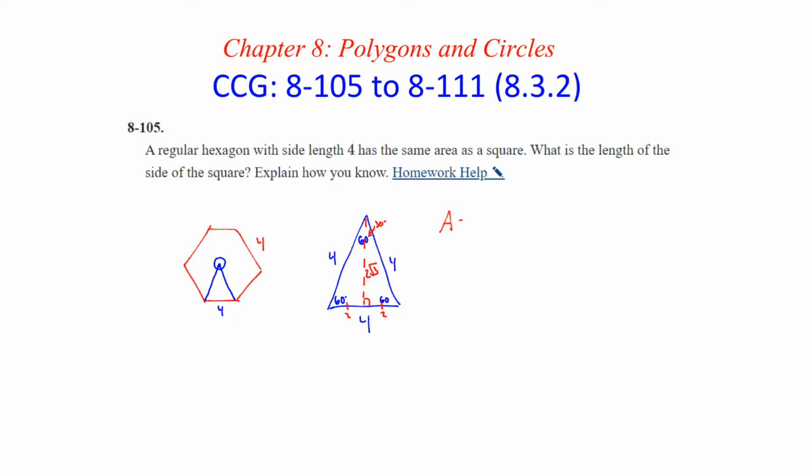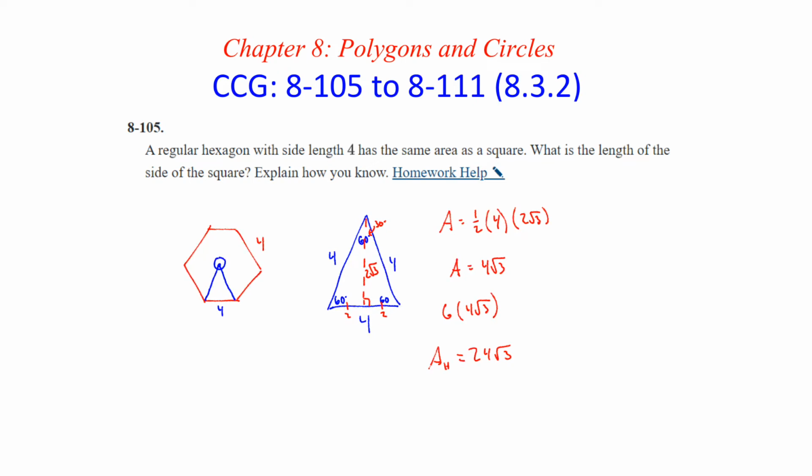So we can find the area of this triangle by taking 1/2 times the base, which is 4, and then the height is 2 square roots of 3. So the area of that triangle would be 4 square roots of 3. I'm going to leave it like that because that's just the area of that triangle. How many triangles do I have in a hexagon? That would be a total of 6. So I'm going to take 6 times 4 square roots of 3, and that will give me the area of the hexagon is equal to 24 square root of 3. Alright, so that's the area of the hexagon.